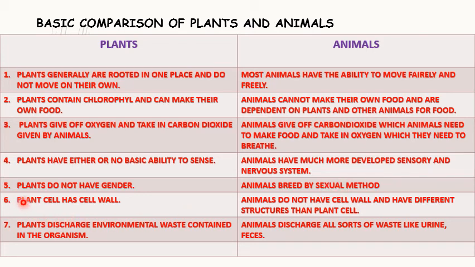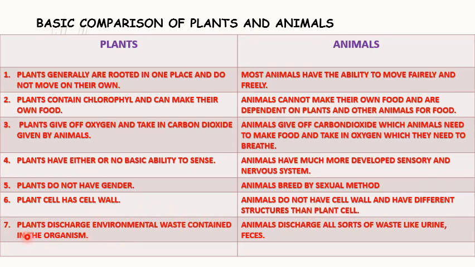Now, number 6. Plant cells have a cell wall. Animals do not have a cell wall and have different structures than plant cells. Yes, the cell on its own is the smallest unit of a plant. Now, the cell wall is something that protects the cell. Yes, plants have a cell wall, but that doesn't mean that animals are not protected. They are protected, but their own cell walls are different from those of plants.